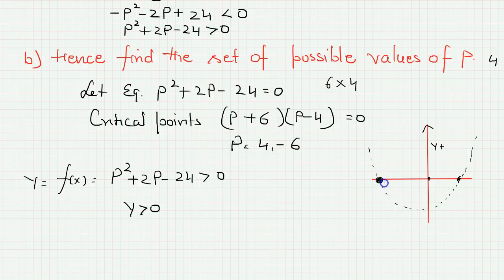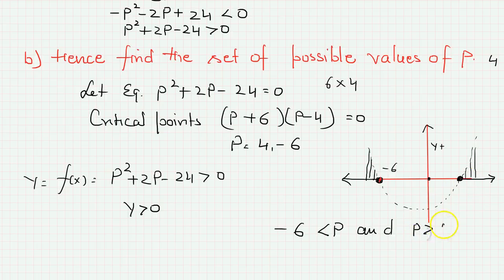So we have this critical point in all these values and this critical point in all these values. You can see all are on this graph. So we are having here p is all values less than minus 6. So p is less than minus 6, and here we can see this is 4. So p is greater than 4. So these are the sets of values of p square plus 2p minus 24.